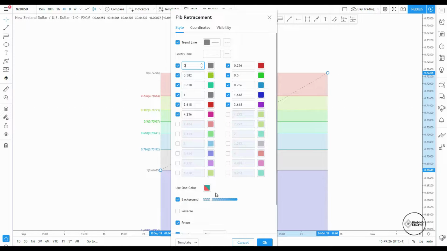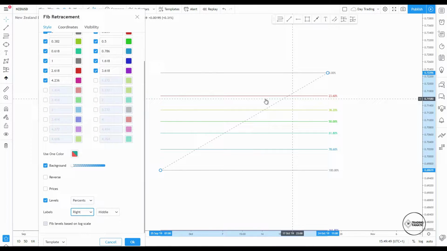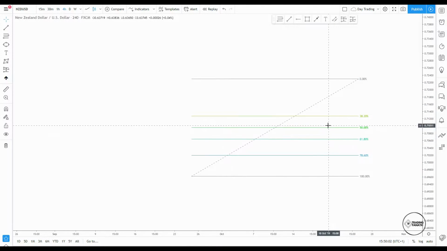So here you have all the settings, you have background, this should be on 0 if you want, you have prices and levels. If you want the price to appear here, you should have your price ticked, and if you just want to see the level, I personally use it like this, with percent, so you see which percentage is being tapped. Labels, I like them on the right because it looks better, and if they're on the left they will mess up your charts. So percent, no background, we don't need the 23.6% Fibonacci. And then basically those are our Fibs, guys.